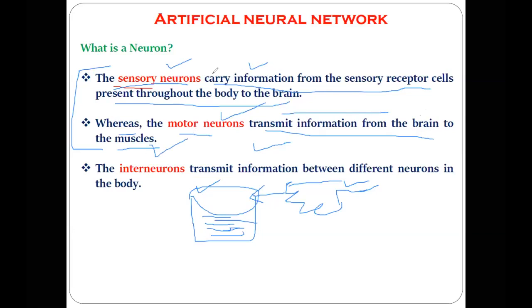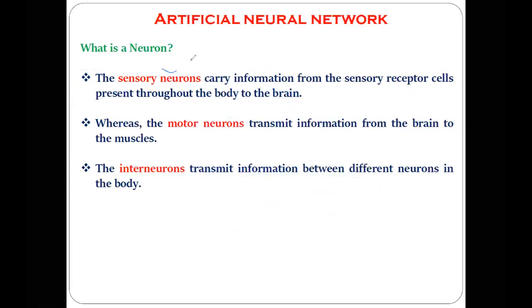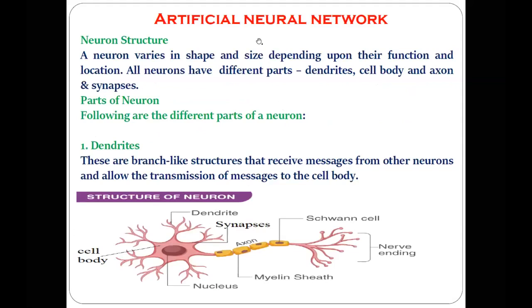Yes, sir. So sensory neurons and the motor neurons. Also there are the other interneurons which transmit the information between the different neurons in the body. So these are the different kinds of neurons present in the human nervous system, with the help of which the regular activities of human beings get conducted. Let's see the next part.